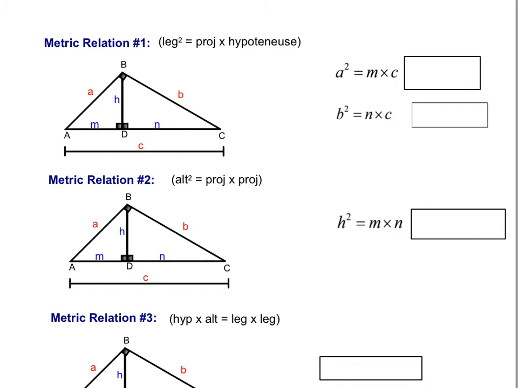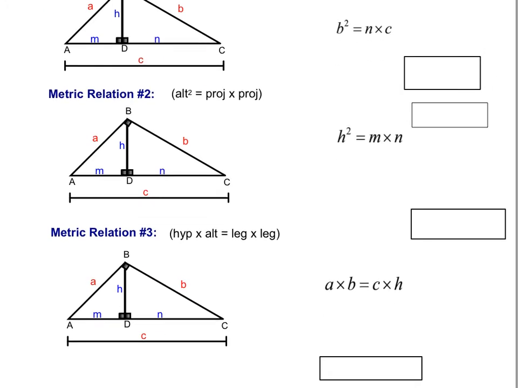And then the last one is this one down here. I'm just going to move this up. And now we see the formula. So here, this one deals with the A and B. So A times B equals C times height.